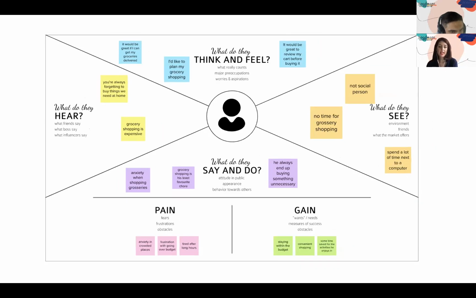What are some gains? He is staying within the budget. He has the convenience of the shopping, and he has some time that he can save for the activities that he really enjoys, and that's definitely not shopping. So when we have this, what we need is to validate our idea. So let's see what are some types of experiments that we can run.